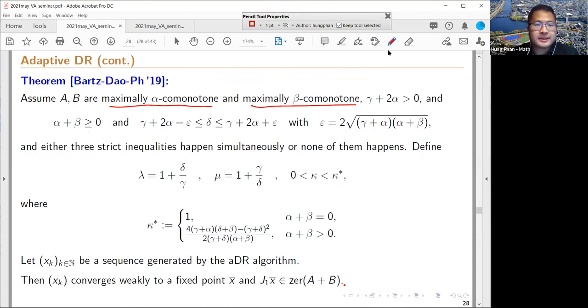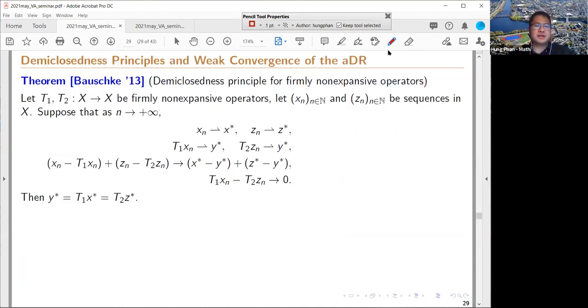Next, I will talk about the demiclosedness principle and the weak convergence for the adaptive Douglas-Rachford algorithm. So you can see, I haven't mentioned the weak convergence of the shadow sequence. In this case, we actually talk about the shadow sequence. And we will develop our result based on the result by Bauschke in 2013, the demiclosedness principle for firmly nonexpansive operators, written as follows.